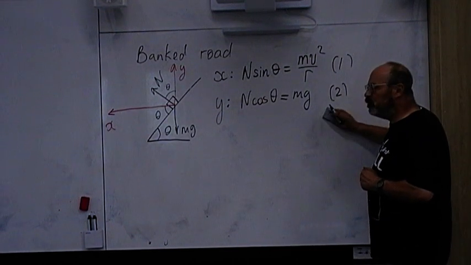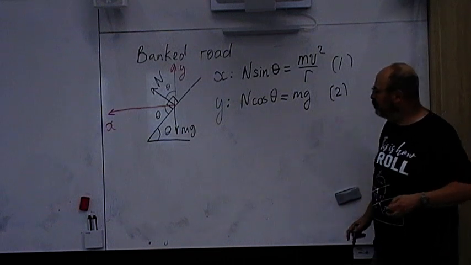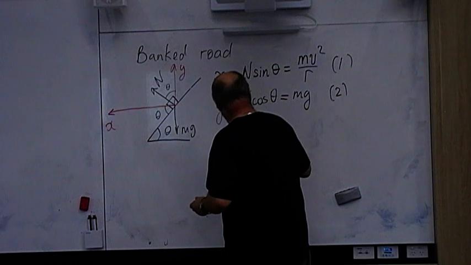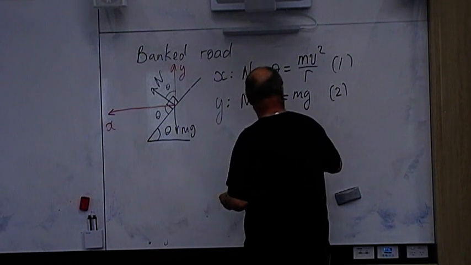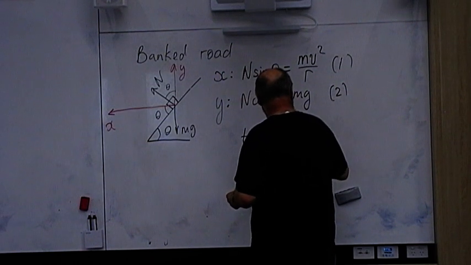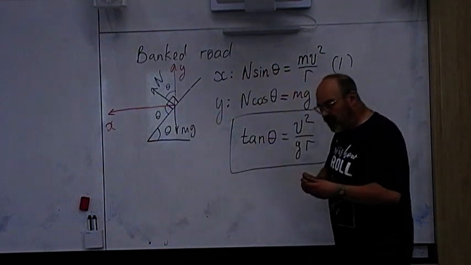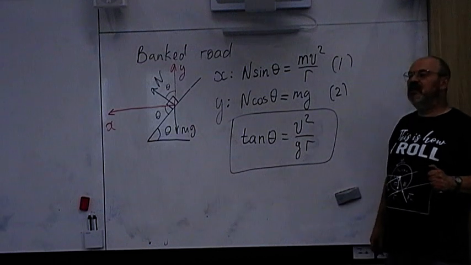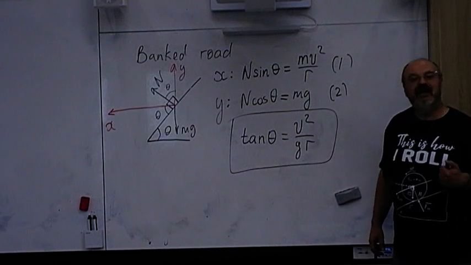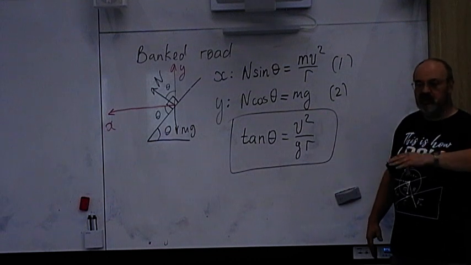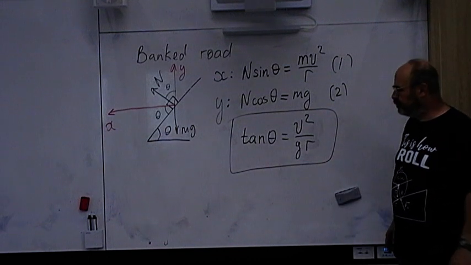What should we do now? Divide. N cancels out, and we have the formula that we've seen before: tan theta equals v squared over gr. And what is making it turn? The normal reaction, which, if the road were flat, would not contribute to the turn.